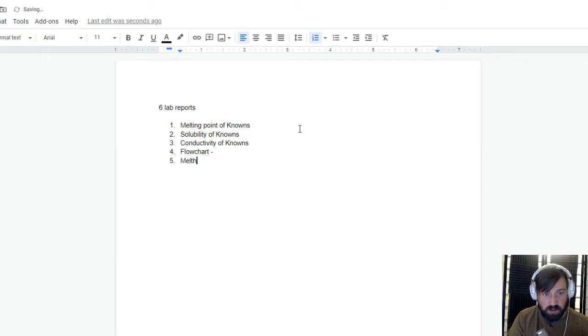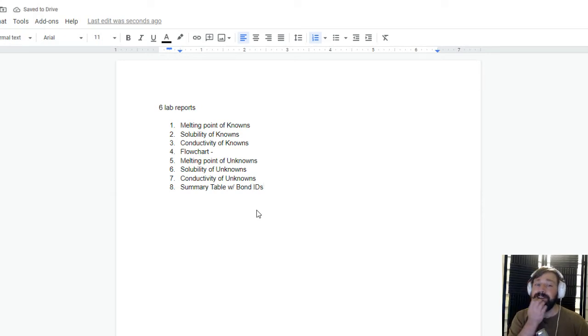Then you'll need a melting point of unknowns and solubility of unknowns, and you guessed it, conductivity of unknowns. Then at the end, you'll need a summary table with bond IDs. All right, so let's go through and talk about these.